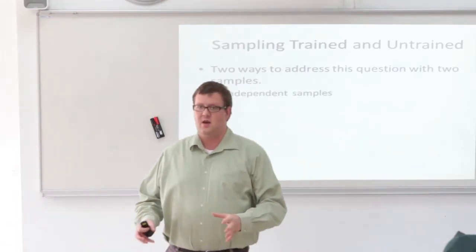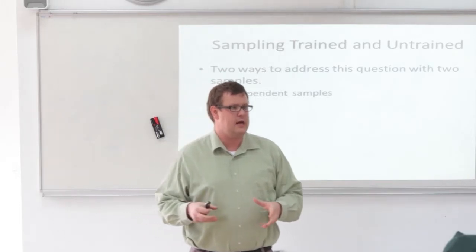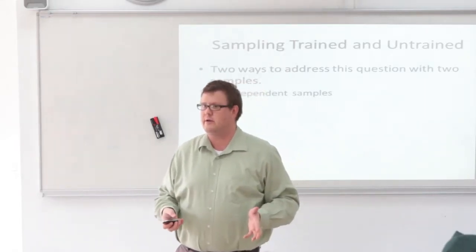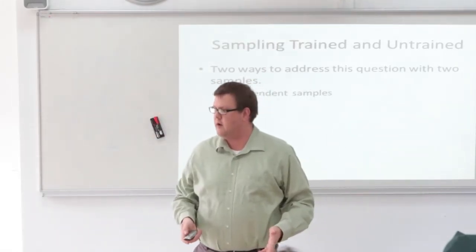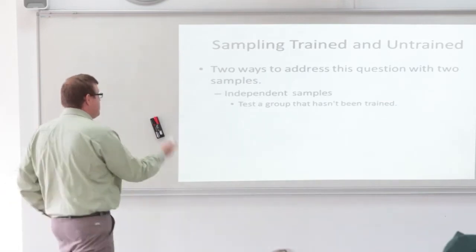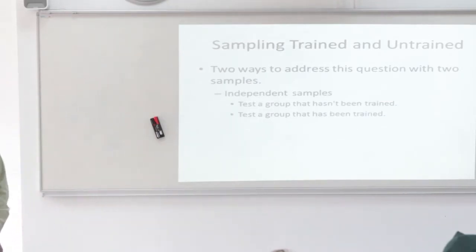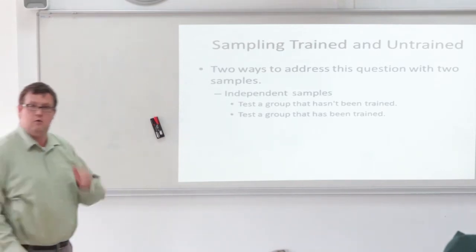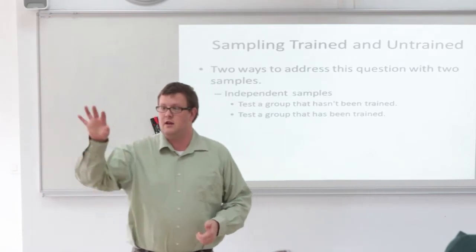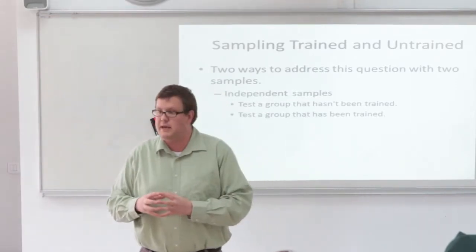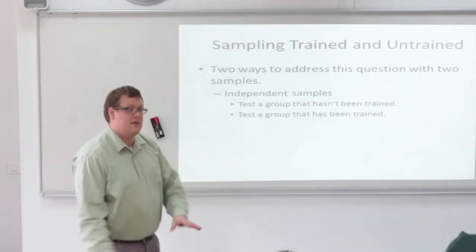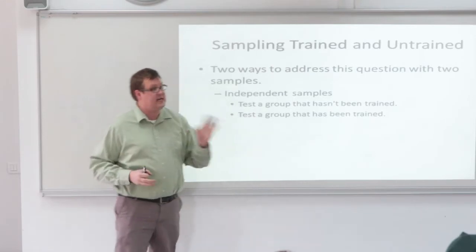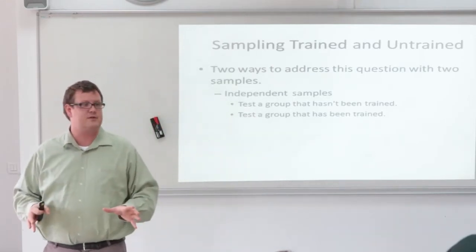So we need to take one sample of people that haven't been trained, and then a sample of people that have been trained, right? Or we can take one sample and not train them, and another sample and train them. So we can test a group that hasn't been trained, and test a different group, a different sample that has been trained, right? Now if we're randomly sampling, then our first group that we pick is going to be independent of the second group that we pick. This is the logic behind doing an independent t-test, when you have two independent samples, right?